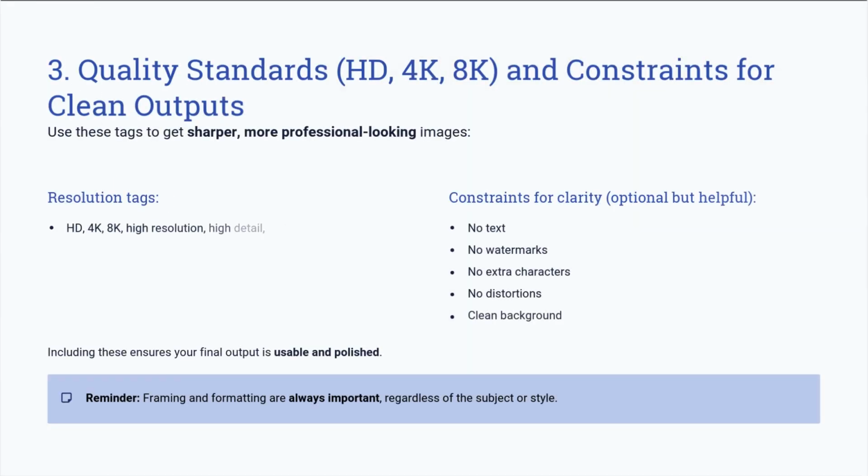Okay, now let's talk quality and how to keep your images clean and professional. Want to make your images pop? Use resolution tags like HD, 4K, or even 8K. Or say things like high resolution, high detail, or high definition. These help the AI understand that you want super sharp, crisp results.